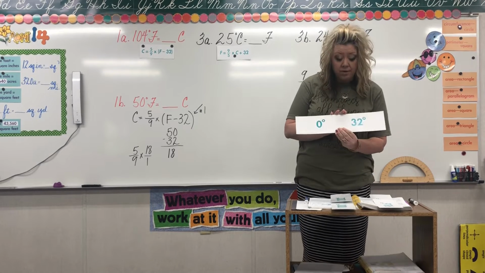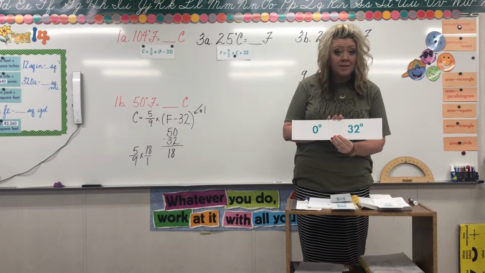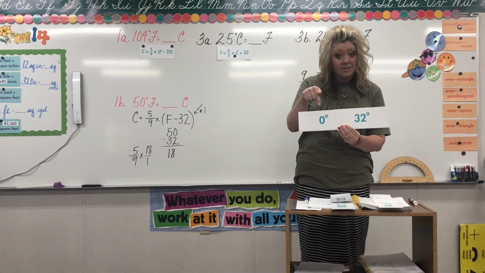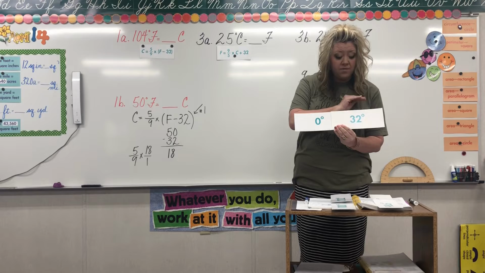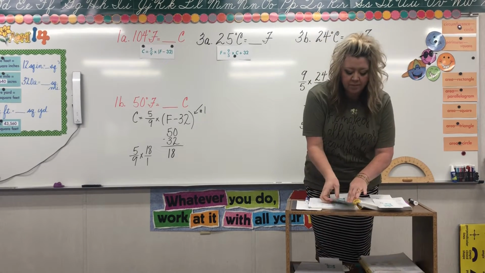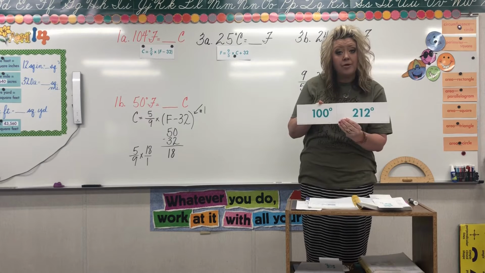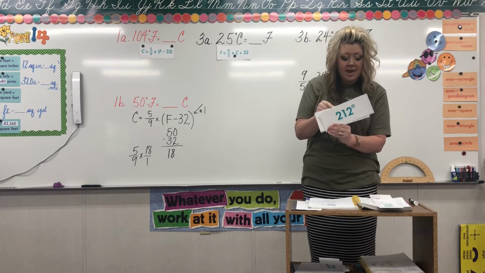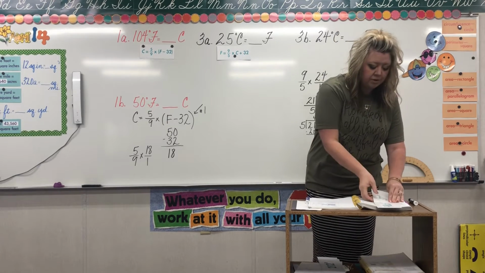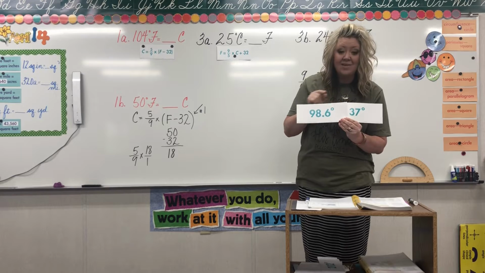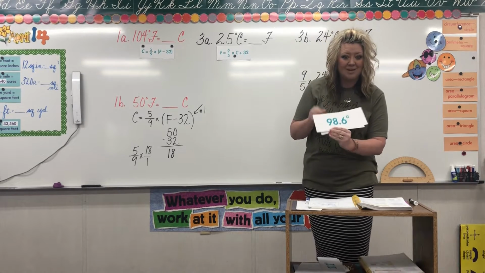Let me do a quick review here of some temperature reference points that you worked on last week. This is freezing point of water Celsius, 0 degrees, and freezing point of water Fahrenheit, 32 degrees. Boiling point of water temperature reference points, 100 degrees Celsius and 212 degrees Fahrenheit. And then for normal body temperature, we have 98.6 degrees Fahrenheit and 37 degrees Celsius.